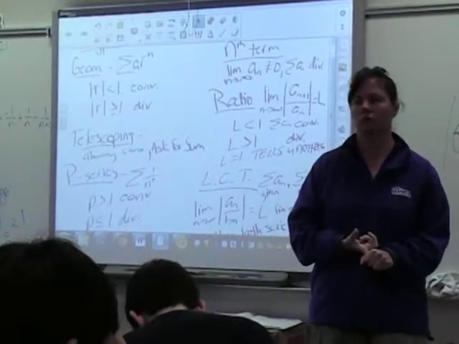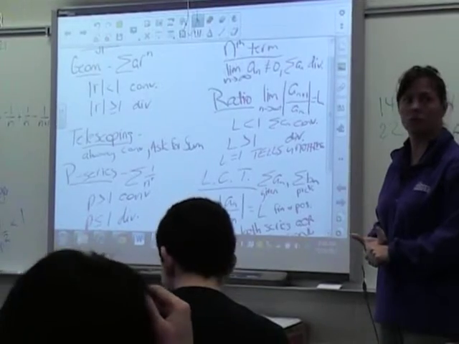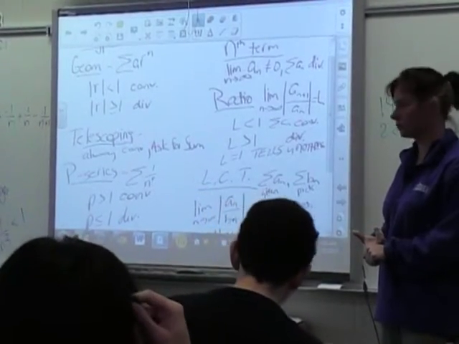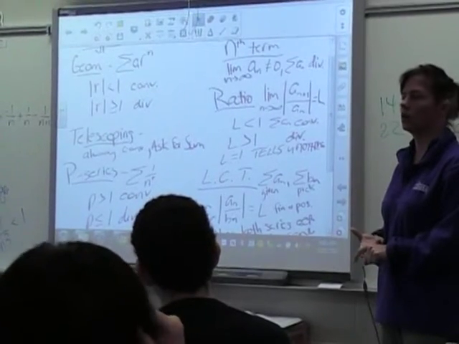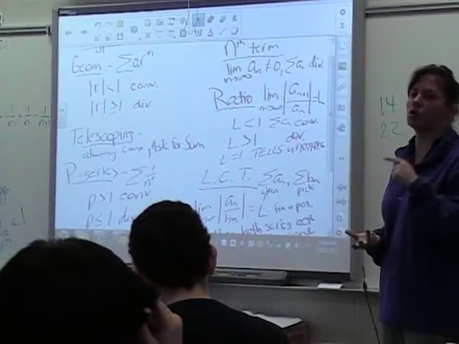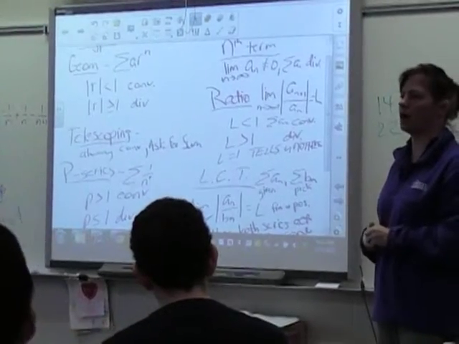When does a geometric series converge? The absolute value of R is less than 1. When does it diverge? Absolute value of R is greater than or equal to 1. When does a telescoping series converge? Always. When will we only use a telescoping series? When it asks for the sum of the series.